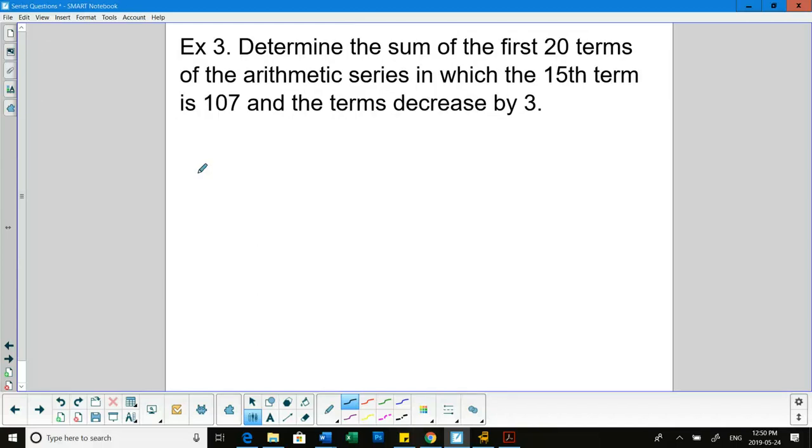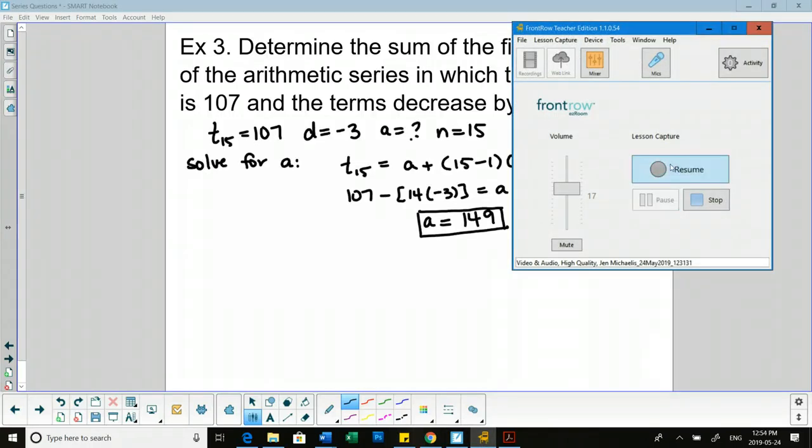All right, next question. Determine the sum of the first 20 terms of the arithmetic series in which the 15th term is 107 and the terms decrease by 3. Okay, I'm going to give you a couple minutes here. Try out some things here. See what you can problem solve with this one. I don't think you should need 10. I'll give you a few minutes to get a head start and see what you can figure out with this one, okay? So we'll pause.